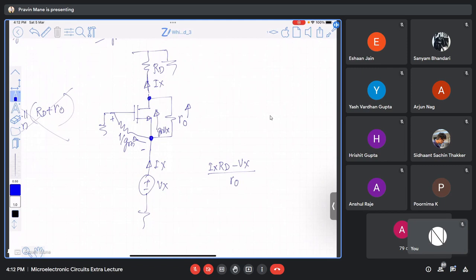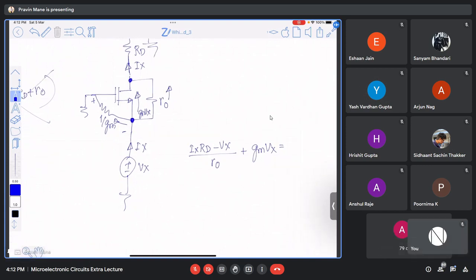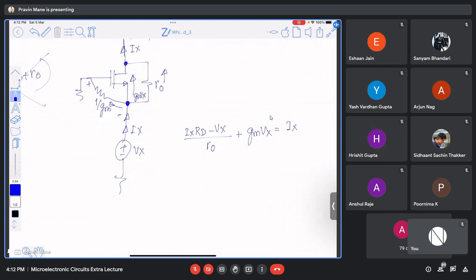What is the current flowing through the MOSFET? gmVx. The addition of these two should be equal to what? The current Ix, right? Yes, current Ix. Now you solve it. So Ix related terms, if I take them on one side, Ix, it is 1 plus RD by RO, right?